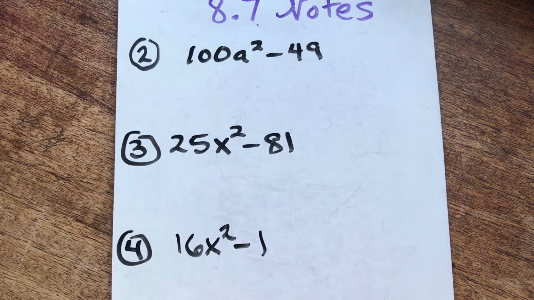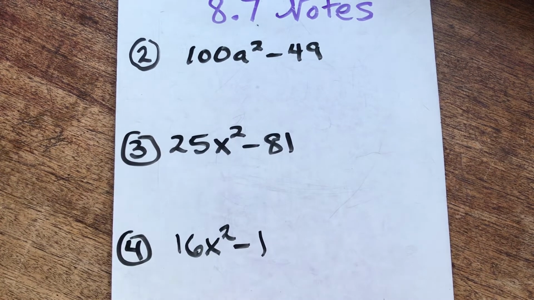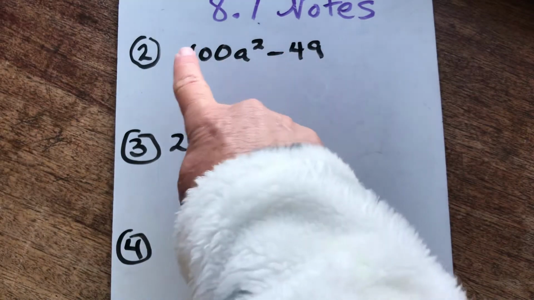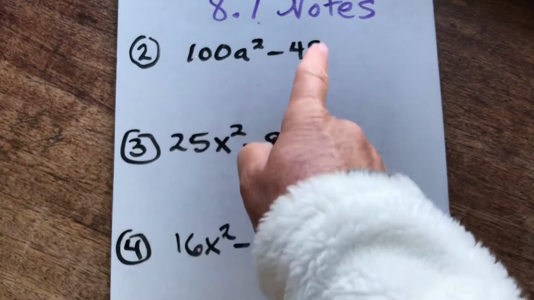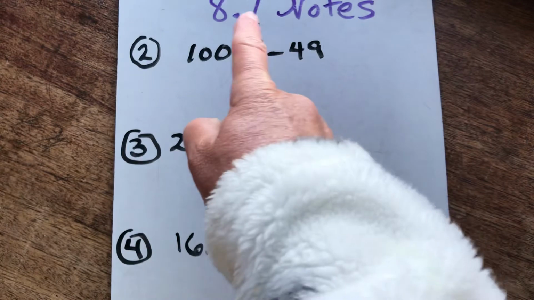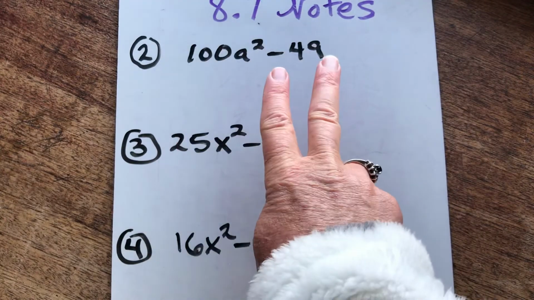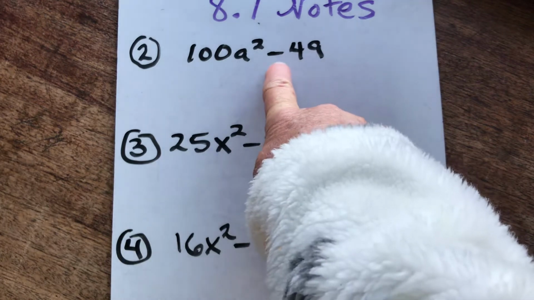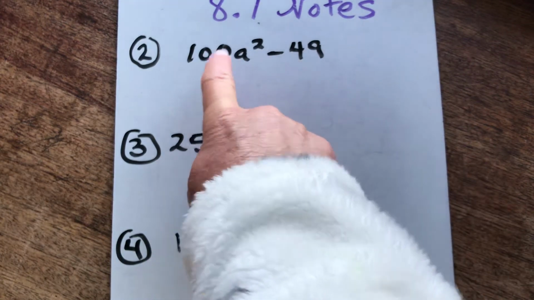Welcome back. We're on number 2 of the 8-7 notes. We're learning to identify a difference of perfect squares and how to factor it. First of all, is this a difference of squares? Well, it is a binomial, which tells me maybe it is a difference of perfect squares. It's 2 chunks long. It has a subtraction sign in the middle. It has a perfect square in the front and back.